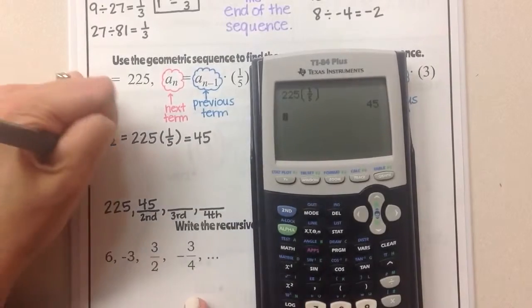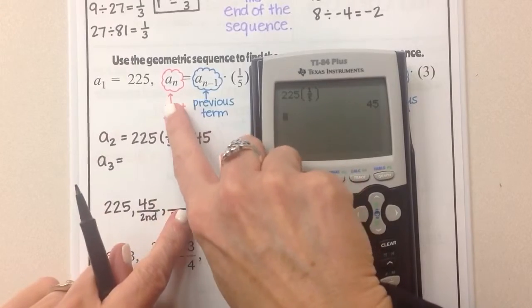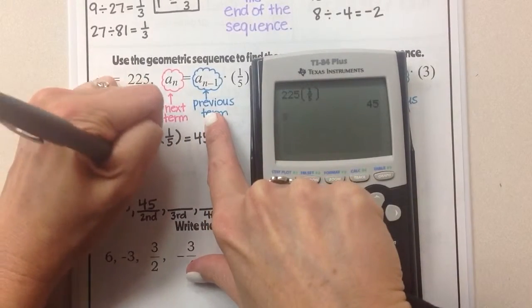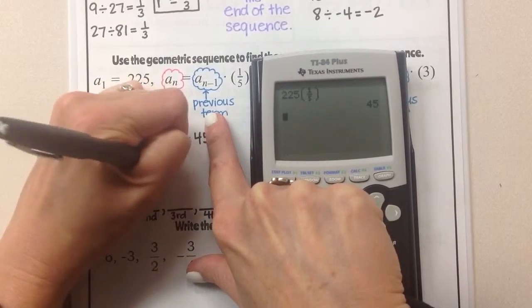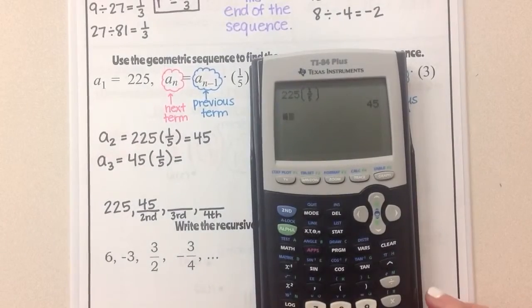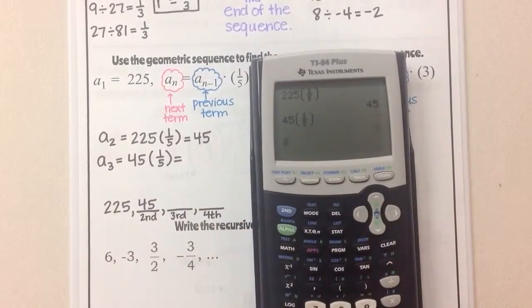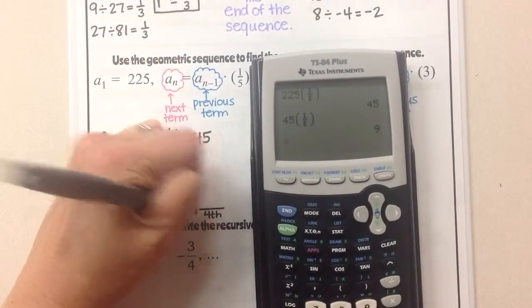All right, now I want to find the third term. So I want to find a sub 3. Well, it says if I want to find the next term, then I have to use the previous term, which is the number 45. And then I have to multiply that term by 1/5. So let's see what 45 times 1/5 is going to give me, and that says 9. So it says my third term should be 9.